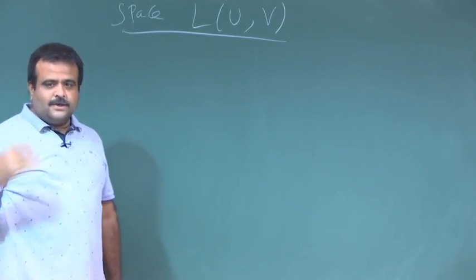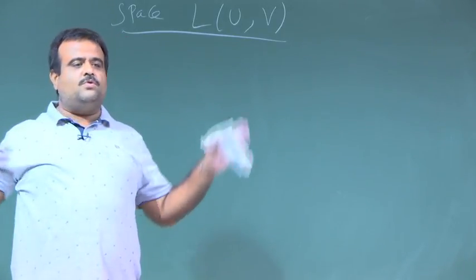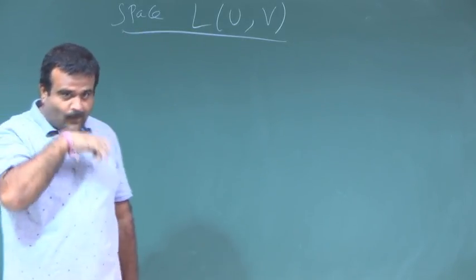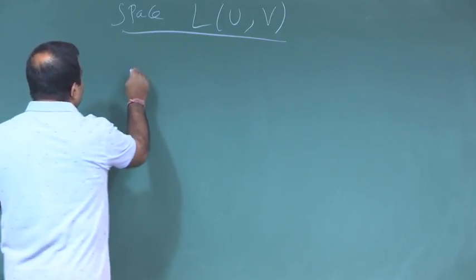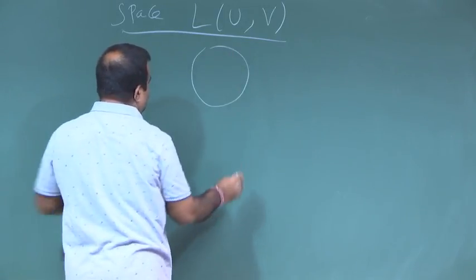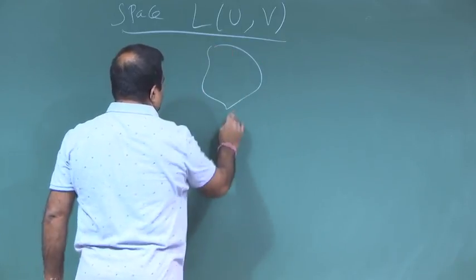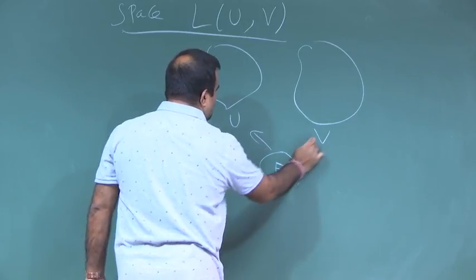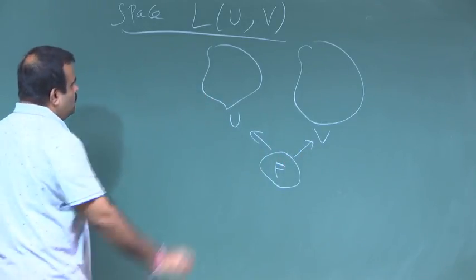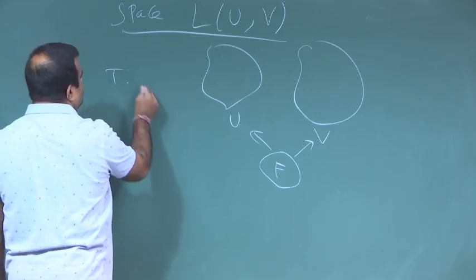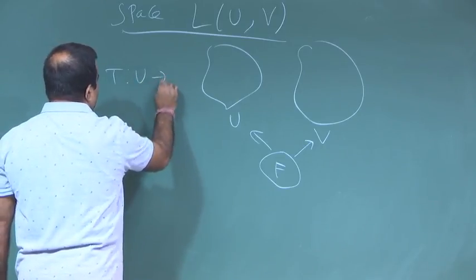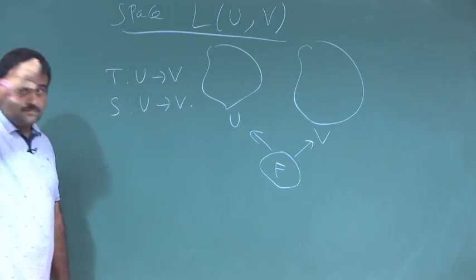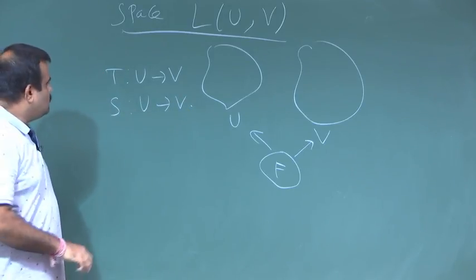Now, we define the linear space, basically the space L(U, V). We consider the set of all linear transformations from the vector space U to V over the same field. Now, let U and V be two vector spaces over the same field, and if we consider two linear transformations, T and S, say. These are two linear mappings.